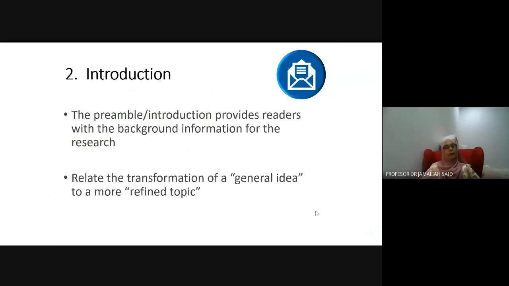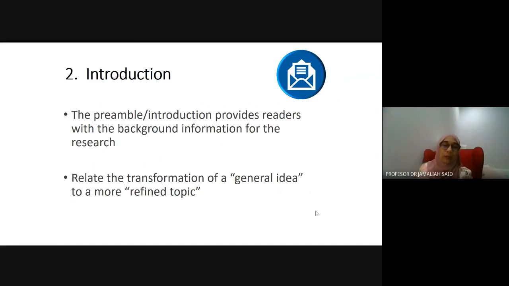Okay, I have finished the first part, that is the title of the research proposal. I move on to the second part, that is the introduction. What you should write in the introduction. Introduction provides readers with the background information of the research.